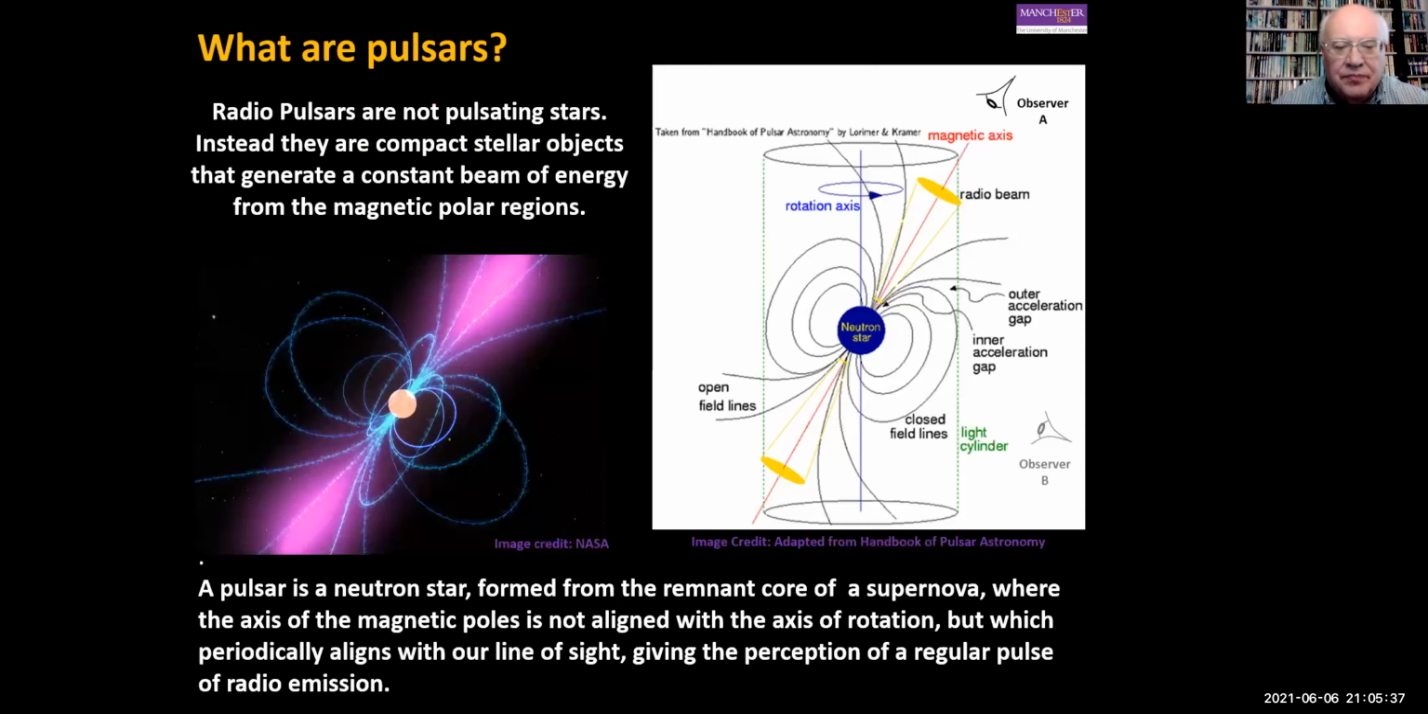A quick recap. What are pulsars? Well, as we covered in an earlier lecture, they are not pulsating stars. Instead, it's a steady beam of radiation from the magnetic pole of a neutron star that flashes across our line of sight as the neutron star rotates around a rotation axis that's not aligned with the magnetic poles. Neutron stars themselves are formed from the remnants of a supernova explosion and mass about 1.5 to 2.5 times the mass of our sun, and anything from 10 to 20 kilometers in diameter.